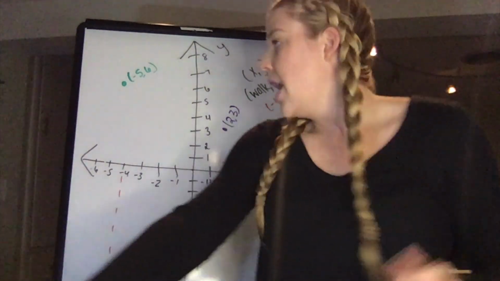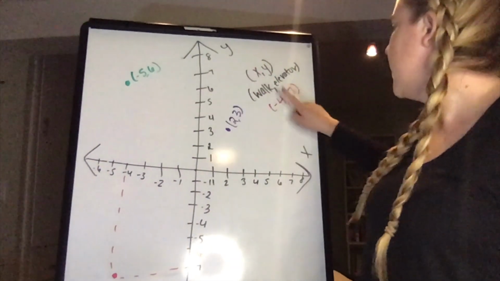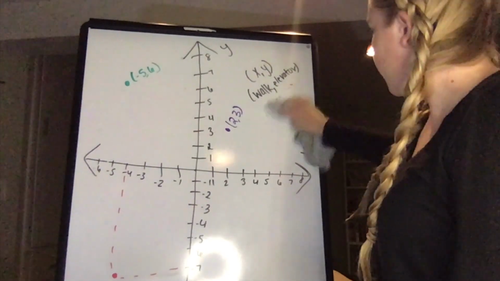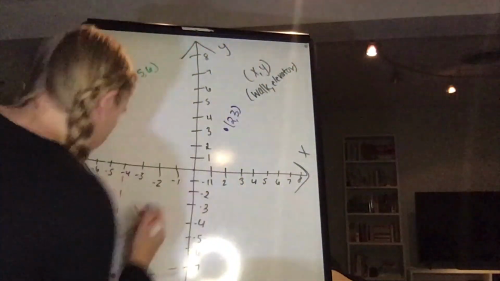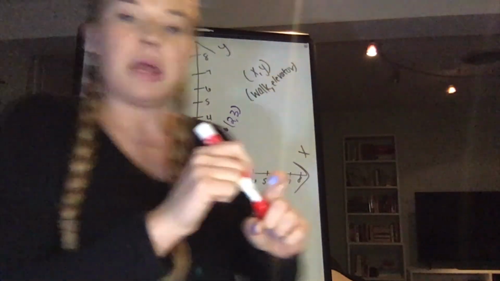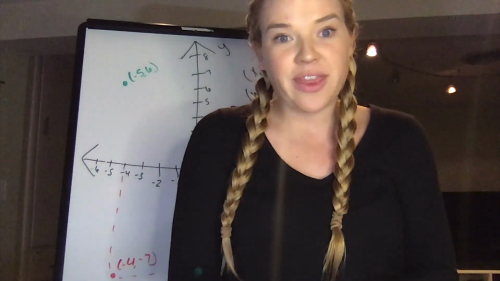Okay, I've done a negative and then a positive, a negative, a negative, a positive, a positive. Oh, sorry, I'm going to -4, -7. Let me put that down, sorry. -4, -7. I might also get a positive and then a negative. So let's see where that ends up.